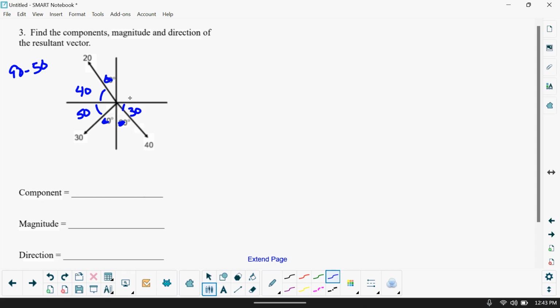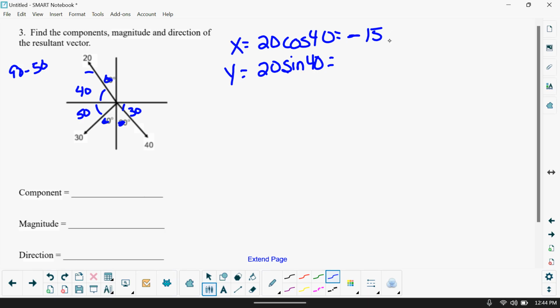Okay, so here we go. x equals 20 cosine 40 and y equals 20 sine 40. So remember, going back to the unit circle, order matters. We're over here in quadrant 2, so my x value is negative. So 20 cosine 40 is negative 15.3, and 20 sine 40 is 12.9. Okay.